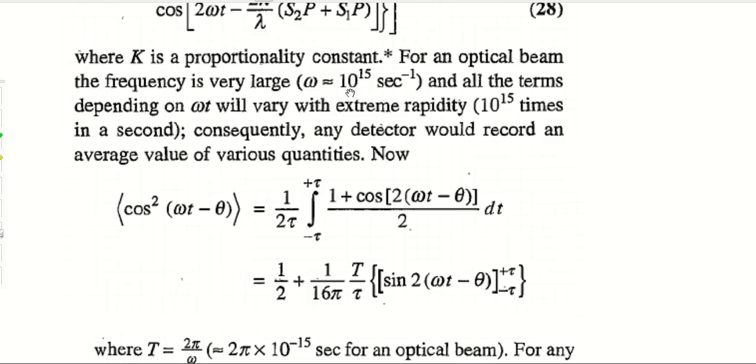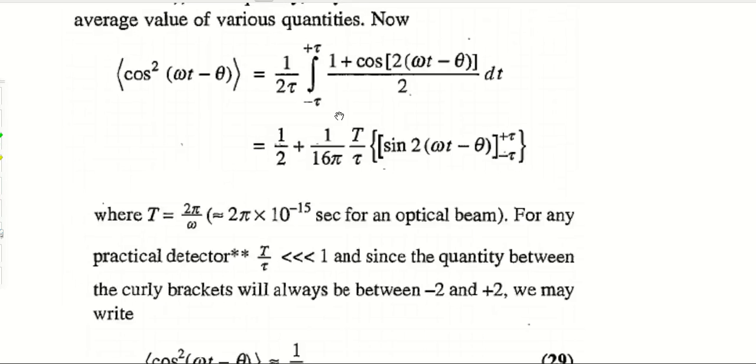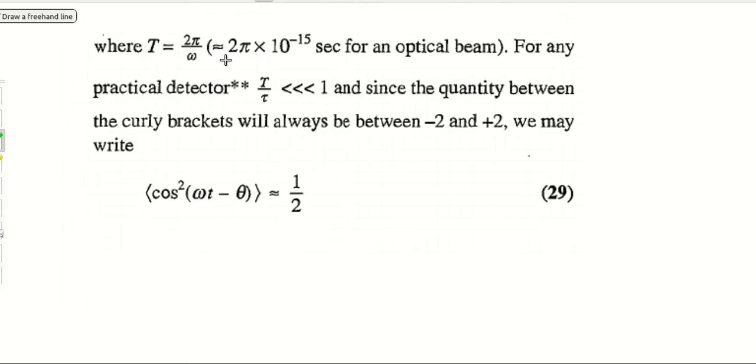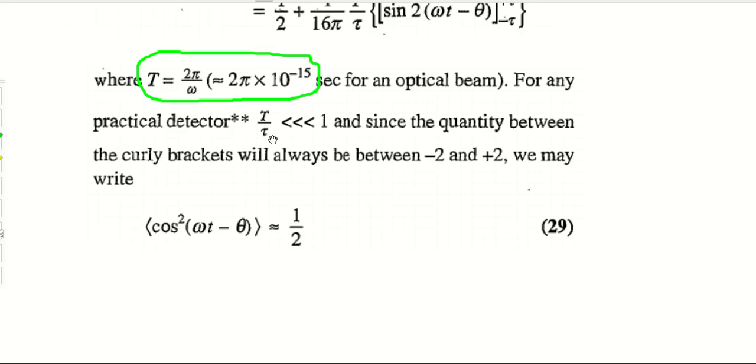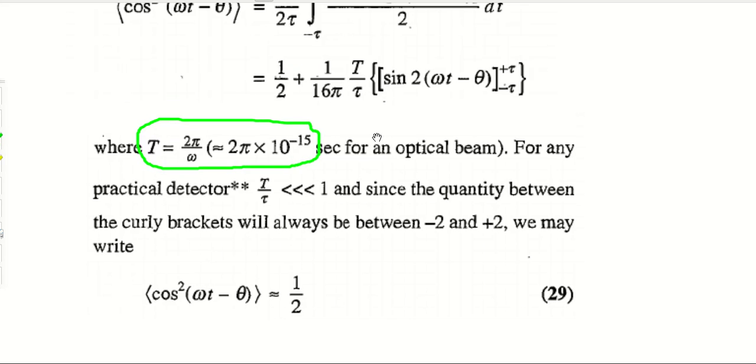Because T is just 2 pi by omega, which is of the order of 10 to the minus 15; the time period for visible light is in the range of 10 to the minus 15 seconds, and you are not observing on the scale of 10 to the minus 15, because we have previously seen that if we record by the naked eye, we can record in 1/10 of a second. So 10 to the minus 1 second is tau, or by camera 10 to the minus 3 second will be tau. So T by tau will be a very small number, because 10 to the minus 15 by 10 to the minus 3 is equal to 10 to the minus 12, which is very negligible.